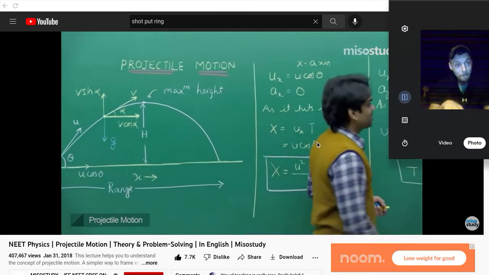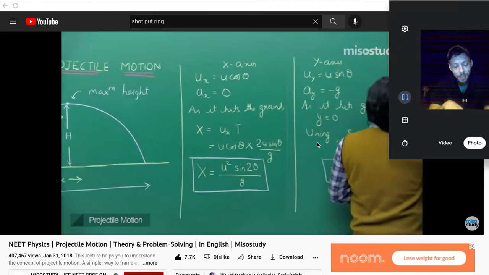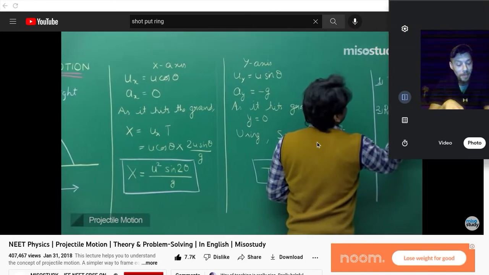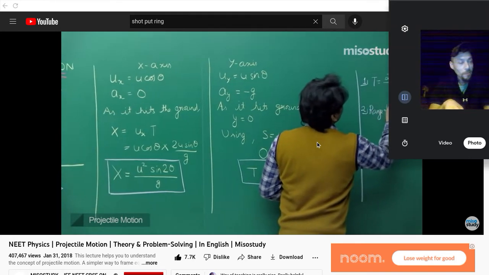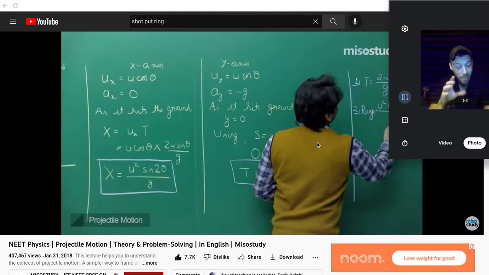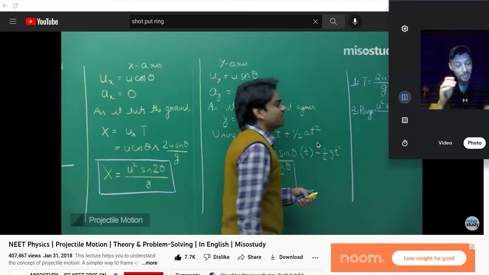Let us write this result separately. That is the range, R equals u square sine 2 theta by g. So again, the result that we got: time of flight, range, and maximum height.